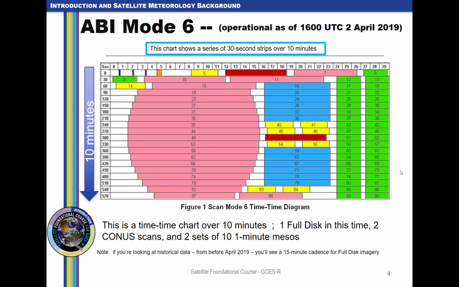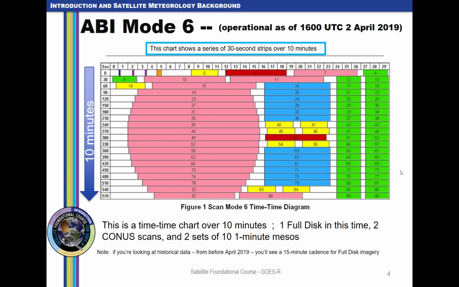This is the ABI scanning strategy as of April 2019. This is mode 6. The blue regions are where CONUS scanning was happening. They take about 2.5 minutes of wall time. Green regions are mesosector scanning. The time of the image is always the start time when the first pixel, usually the upper left as you're looking at it, is scanned.